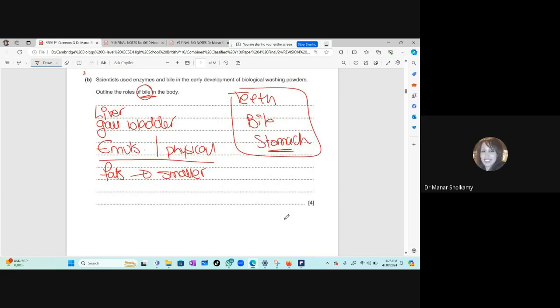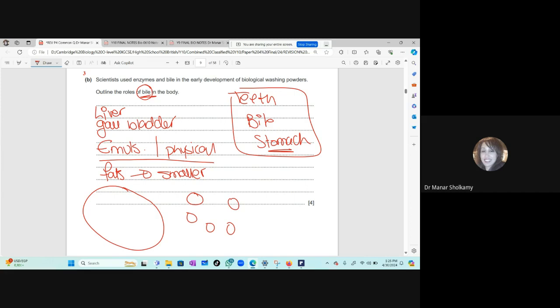Exactly. So this bile will break down a large fat droplet into smaller droplets only, no change in chemical composition. I will not here change fats into fatty acids and glycerol. No, not yet. Who will do that? The lipase. So please don't get confused.